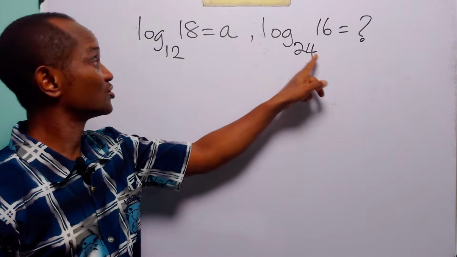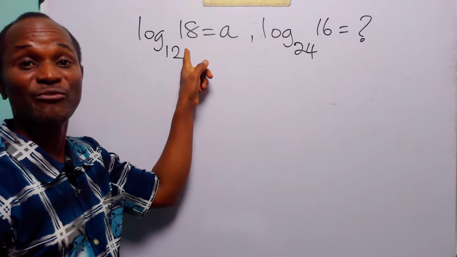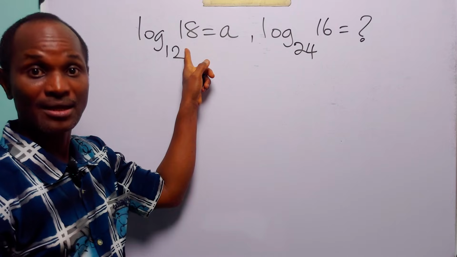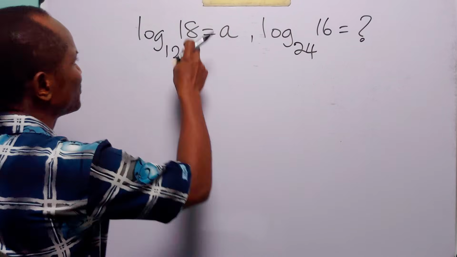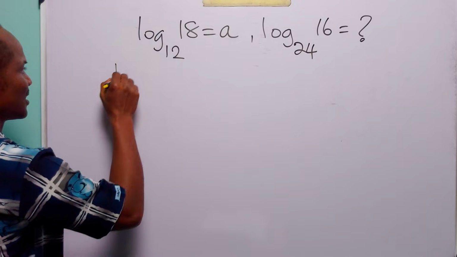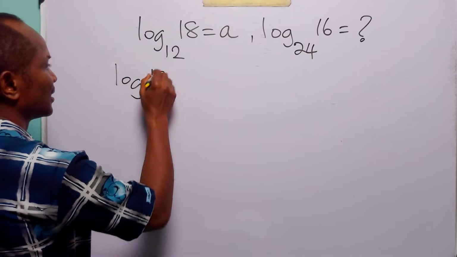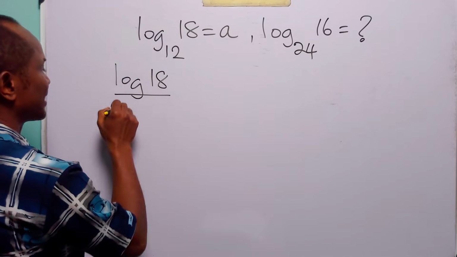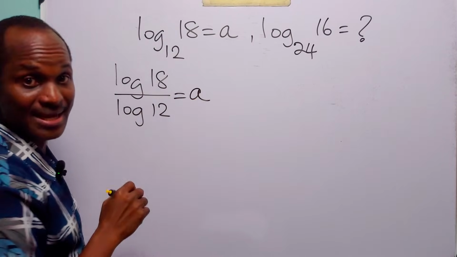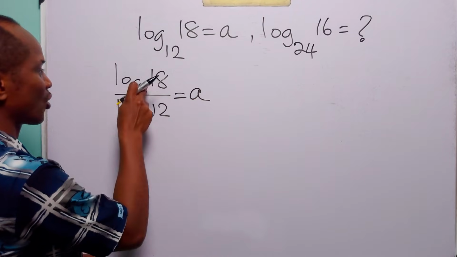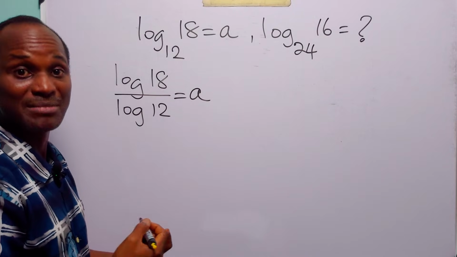The first thing we are going to do is change this logarithm from base 12 to base 10. To do that, we will apply the change of base formula. When we apply it, we have log 18 divided by log 12 is equal to A. Of course, you know that when we write log without specifying the base, it means we are working in base 10.